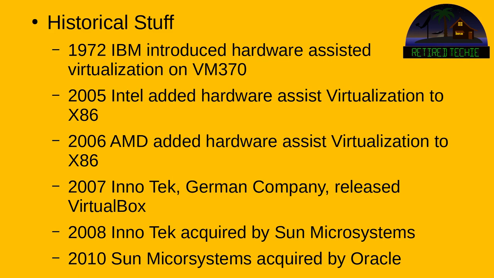Virtualization was first introduced in 1972 when IBM created hardware-assisted virtualization for their VM/370 series mainframe computers. It wasn't until 2005 that Intel added virtualization to the x86 Intel series of CPUs. And in 2006, AMD followed suit by adding the same thing to their x86 series of CPUs. In 2007, Innotek, a German company, released VirtualBox. Innotek was eventually acquired by Sun Microsystems in 2008, and Sun Microsystems was acquired by Oracle in 2010, and Oracle is the current owner of VirtualBox.